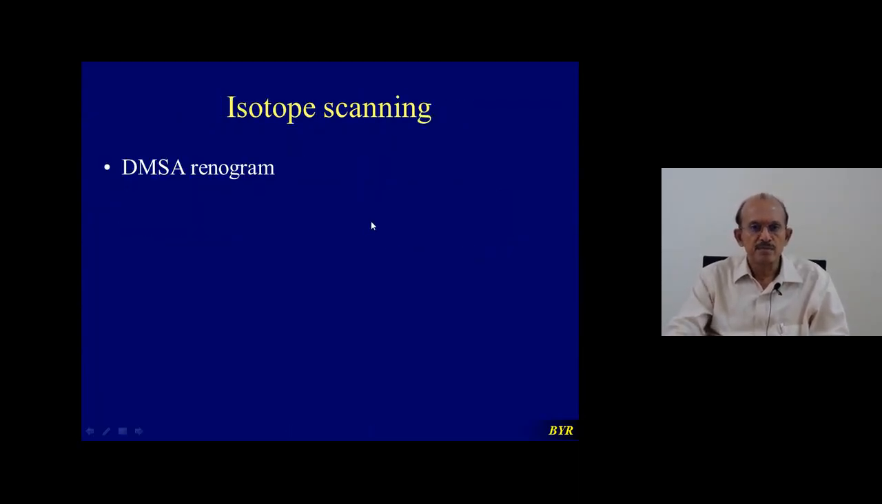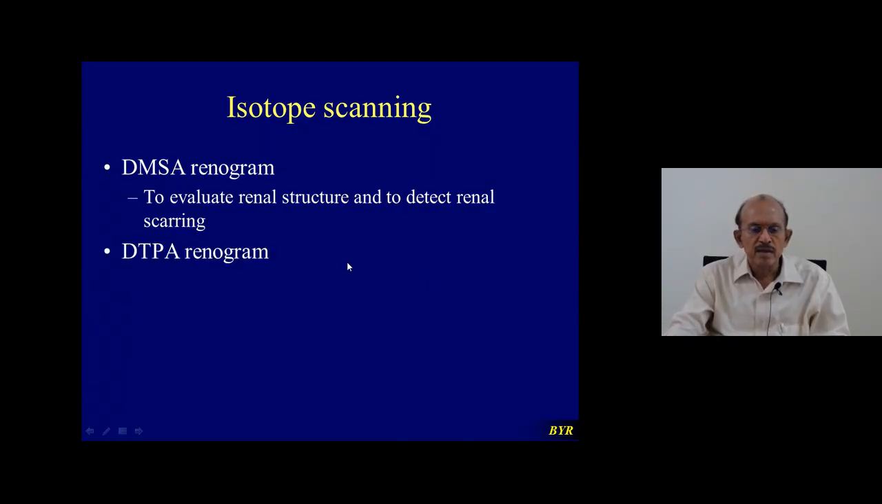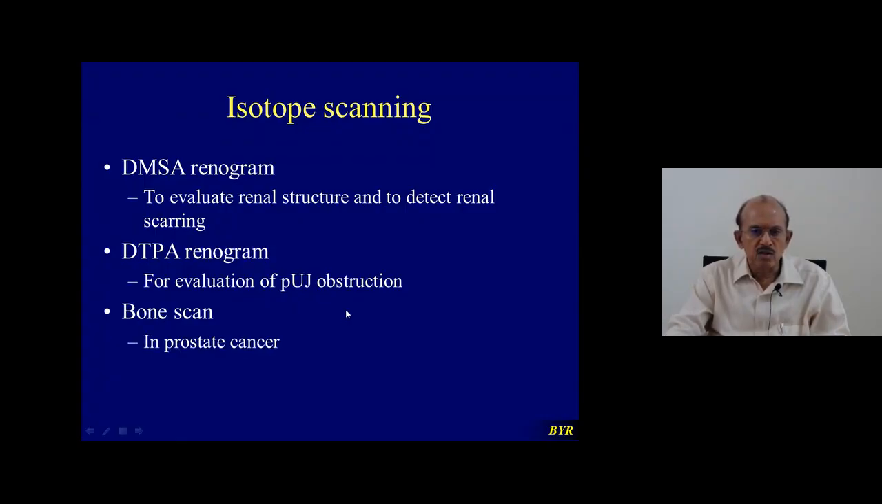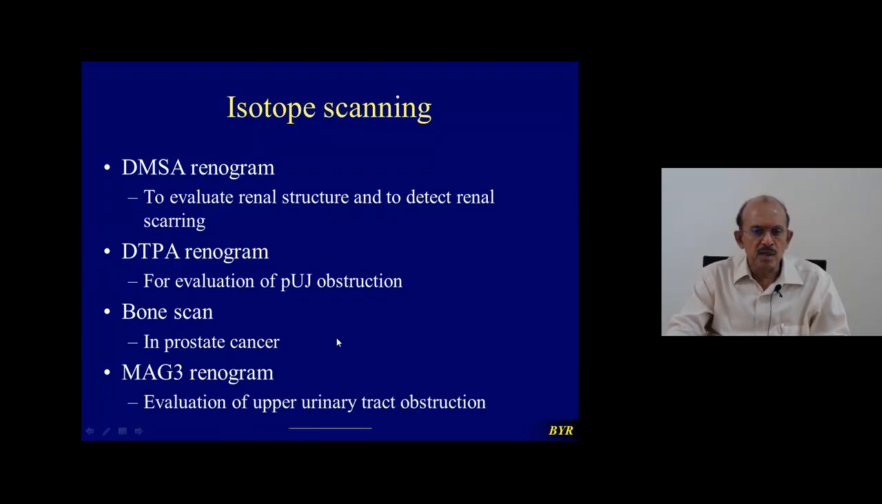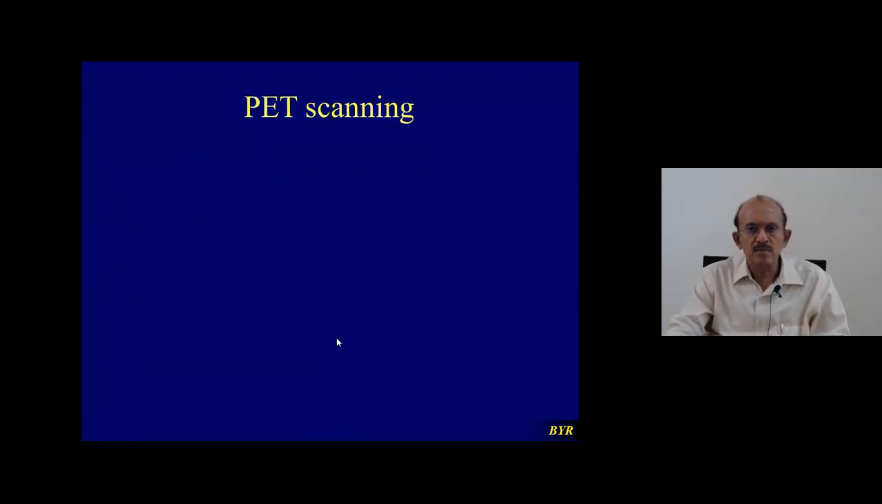Isotope scanning. So there are many isotopes that are available in the kidney for scanning. DMSA renogram is done to evaluate renal structure and to detect renal scarring. DTPA renogram is done for evaluation of PUJ obstruction. Then bone scan is done in case of prostate cancer. Then MAG3 renogram is done for evaluation of upper urinary tract obstruction.